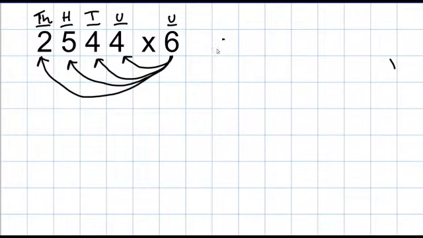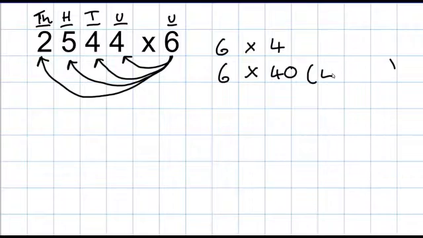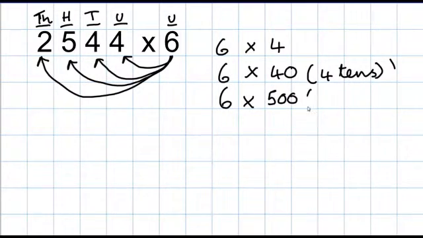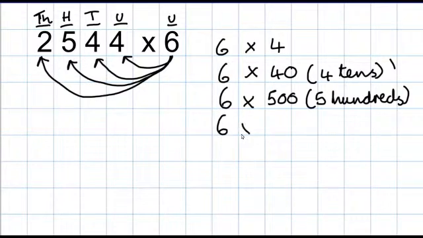So essentially what we're doing is 6 times 4, 6 times 4 tens, which is 40, or 4 tens, 6 times 500, or 5 hundreds, depending on how you want to look at it. Essentially they should mean the same thing. And then finally 6 multiplied by 2000, or 2000s.